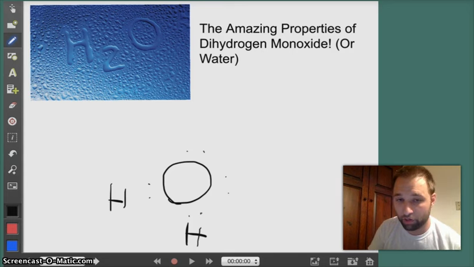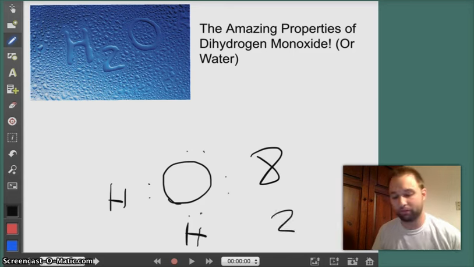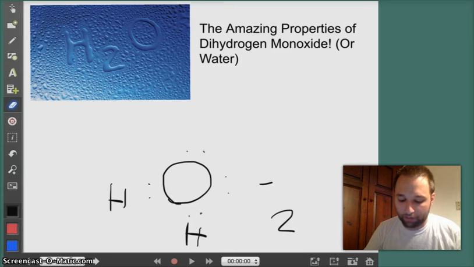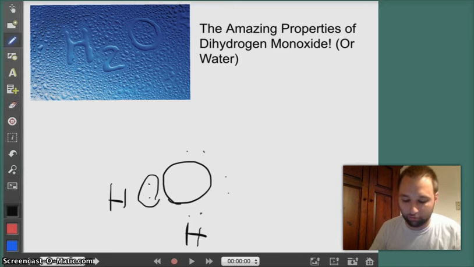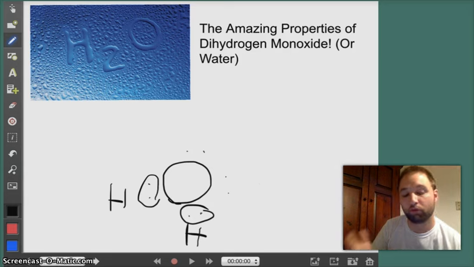And what do you know? Now the oxygen has 8, which is exactly what it wants, and each hydrogen has 2, which is exactly what it wants. So therefore, since they share these pairs of electrons, it's called a covalent bond. So the oxygens and the hydrogens in water are covalently bonded to one another.